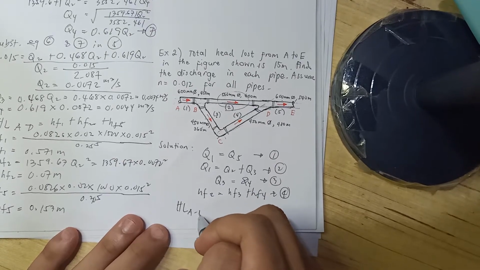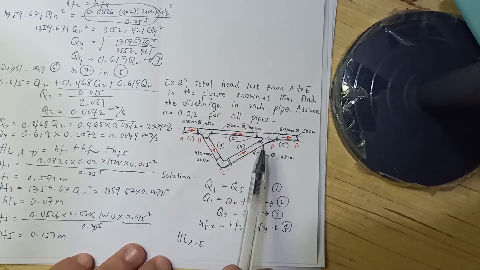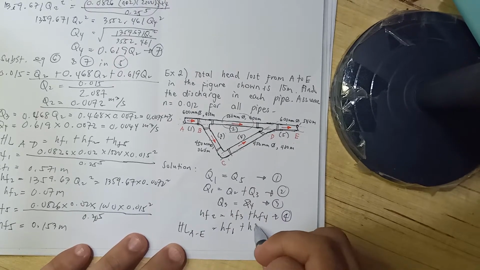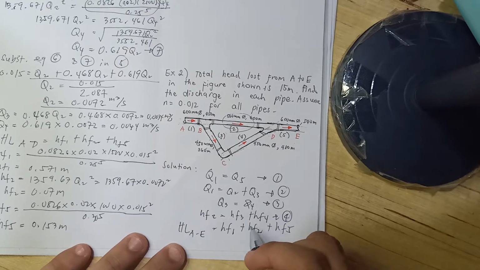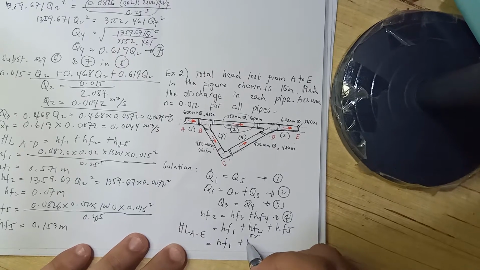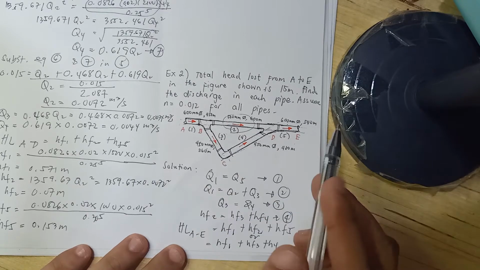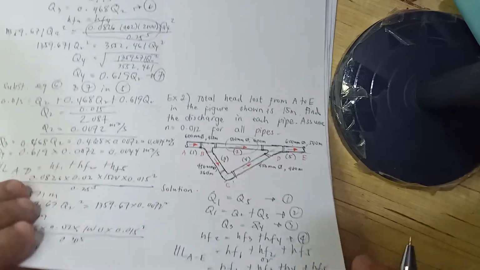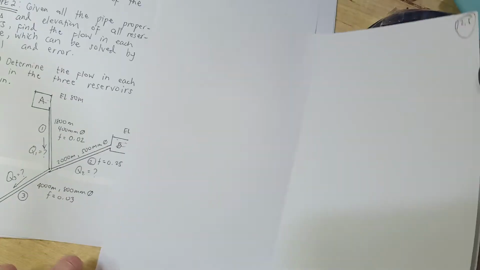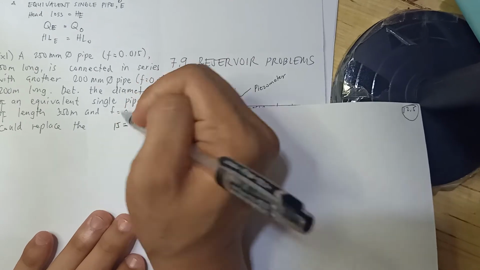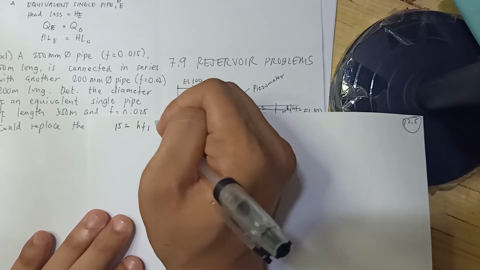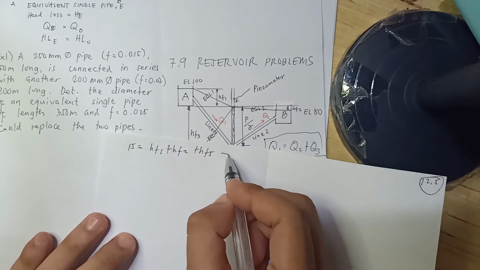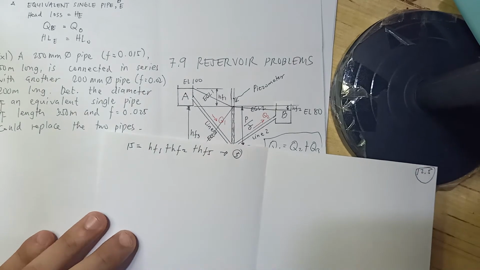And head loss from A to E, A, B, C, D, E in 5 pipes, wherein HF1 plus HF2 plus HF5, or HF1 plus HF3 plus HF4. So for 3 and 4, whichever, we add their head losses plus HF5. So this final equation, or fifth equation, is 15. The head loss is given as 15, so HF1 plus HF2 plus HF5. Better to use HF2 instead of HF3 plus HF4 to shorten the solution. Let's do the fifth equation first.